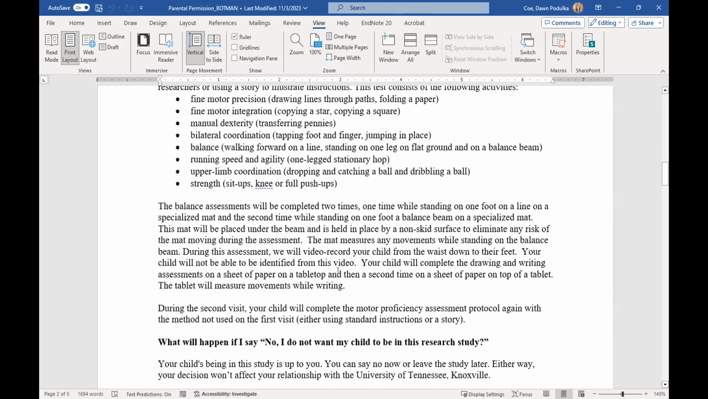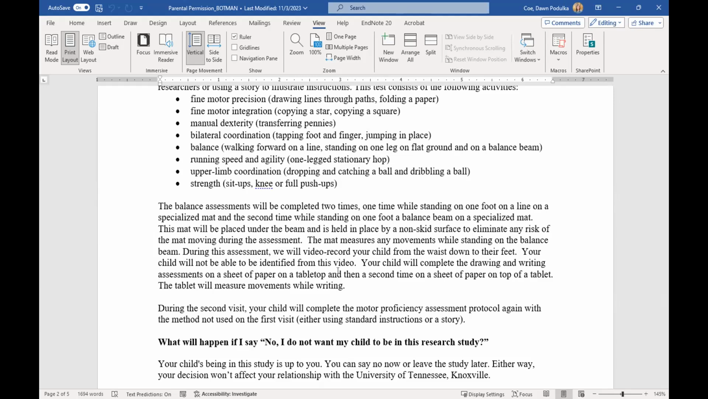Also, we're going to record them. Whenever you add video recording, that adds a level of risk and can potentially reduce anonymity, so a breach of confidentiality. For this study, we just need to record to see where the activity starts and stops for analysis of those force plate data. So when we video record, we're just doing from the waist down to the feet. That eliminates the ability to identify any children.